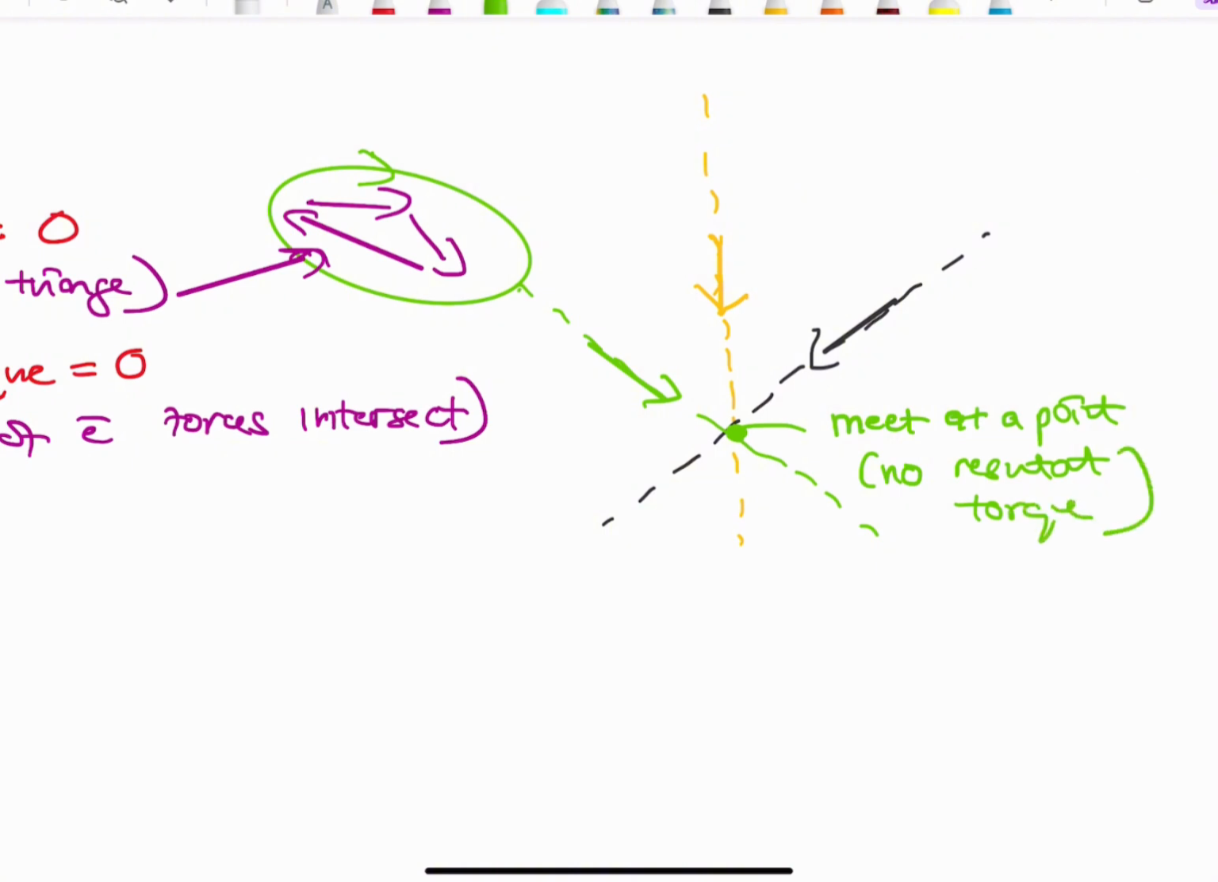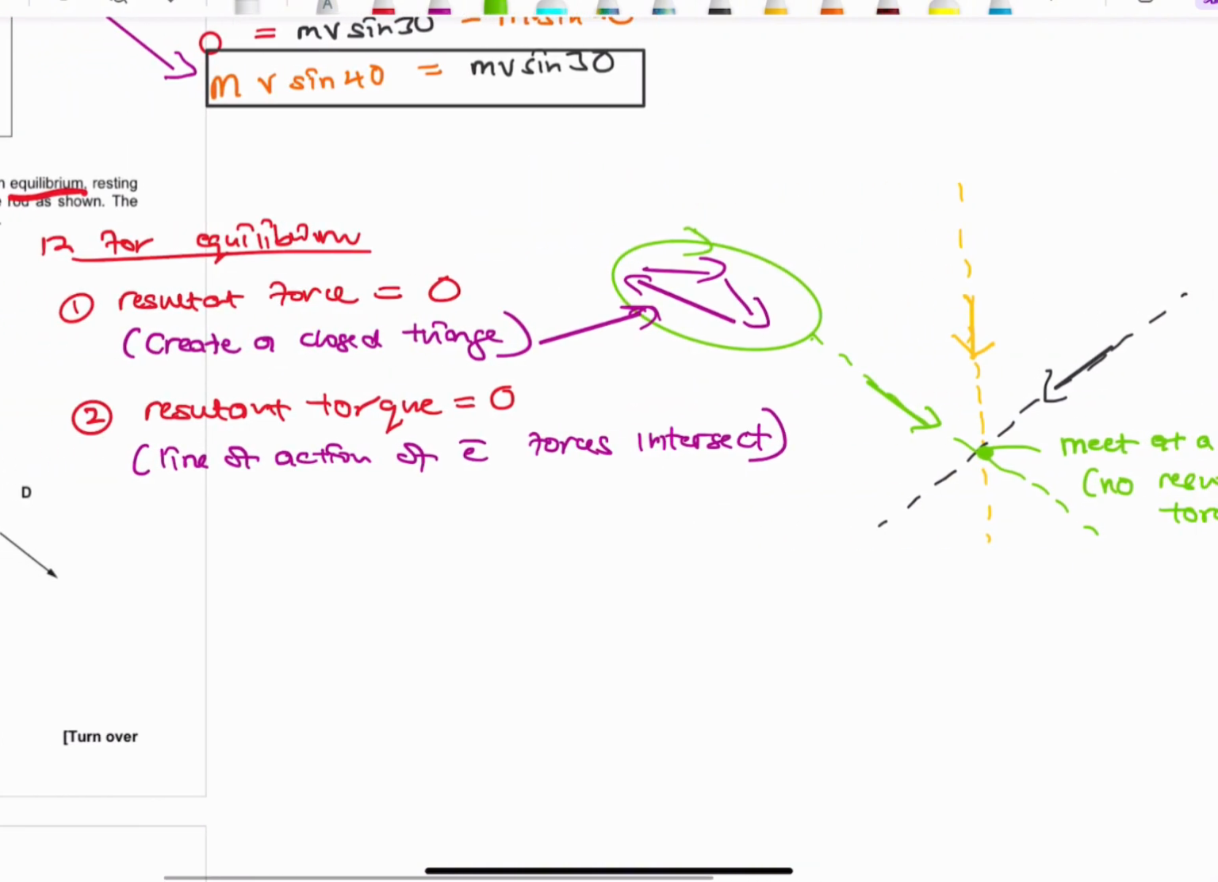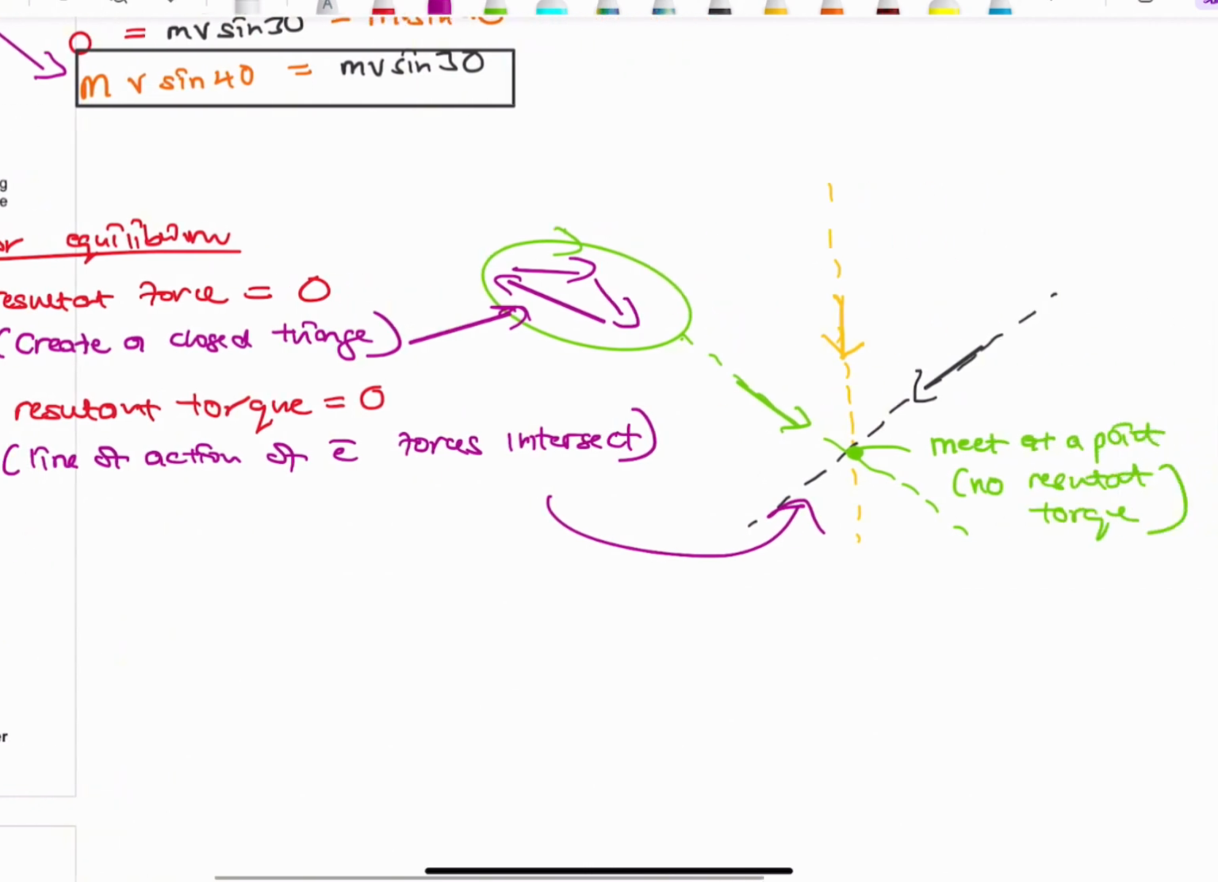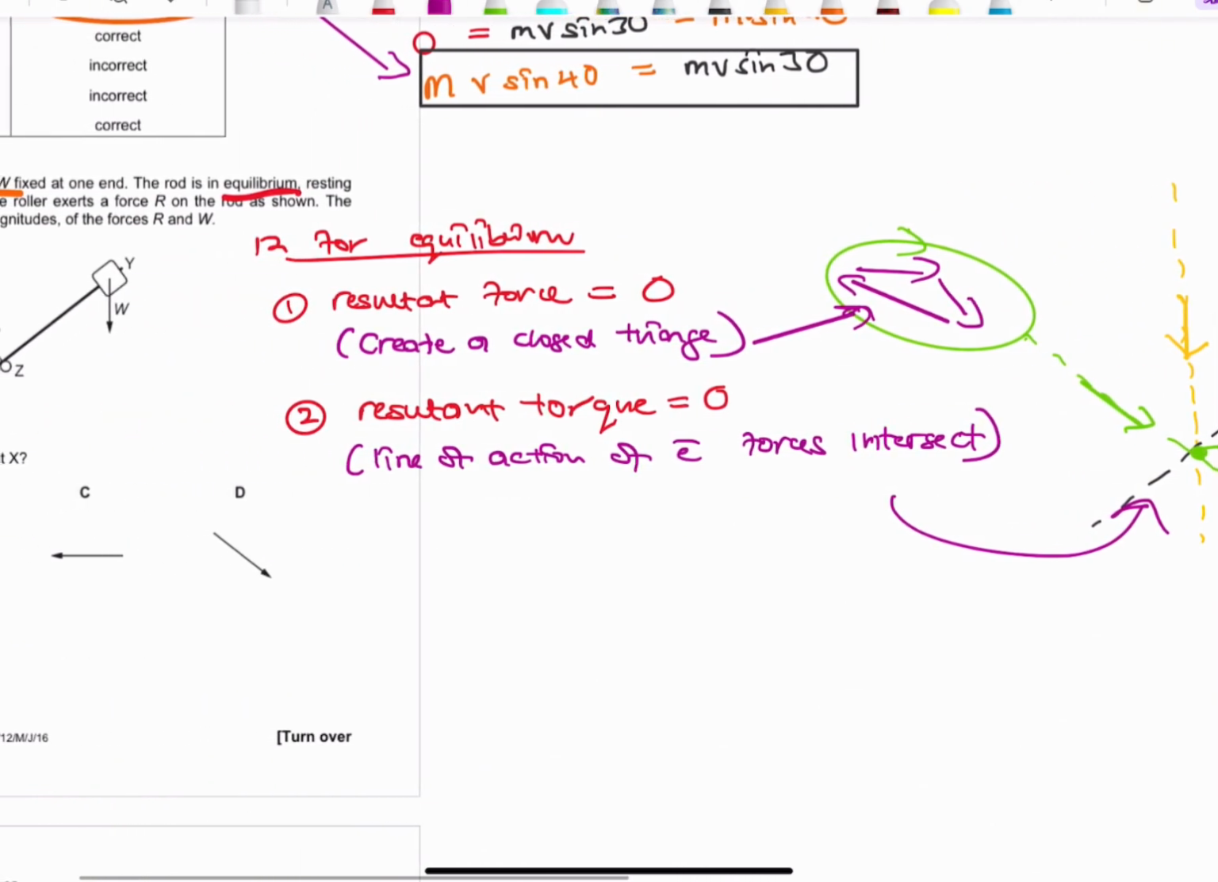Okay, so these are the two conditions that you must be thinking about whenever you're solving these two questions. The first thing is there is no resultant force. How do I see that? I must create a closed triangle. The second thing is there is no resultant torque. If the resultant torque is not there, the lines of action of the forces should intersect.